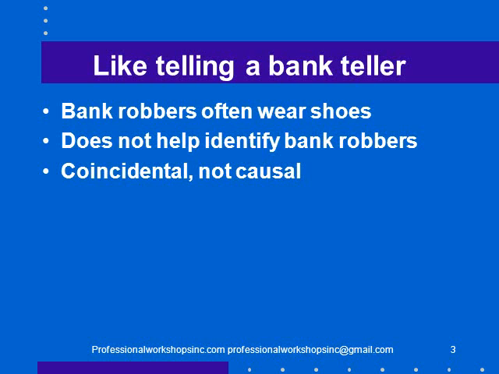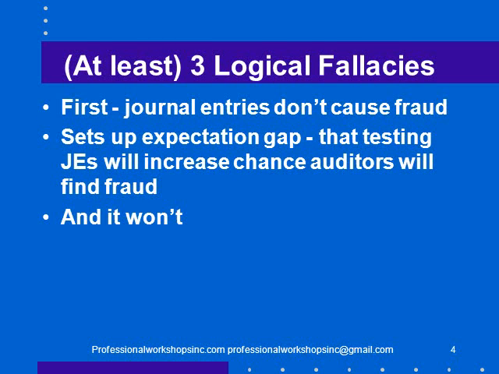And that's because the relationship between wearing shoes and being a bank robber is coincidental and not causal, just the same way that the relationship between fraud and a journal entry is coincidental, not causal. And this is the first of at least 3 logical fallacies that are inherent in this section, and that is that journal entries don't cause fraud.